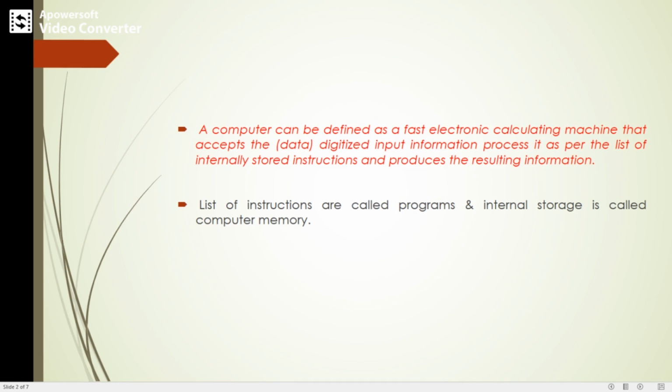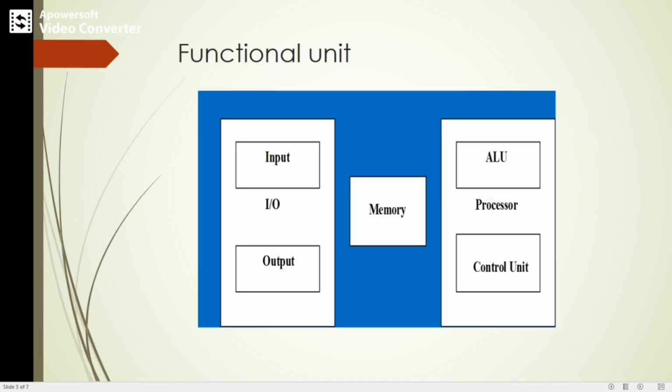The list of instructions is called a program and the internal storage is called computer memory. Within the program we will have a few sets of instructions. Those instructions are executed and finally the result will be stored either in the processor register or else within the memory of the computer.